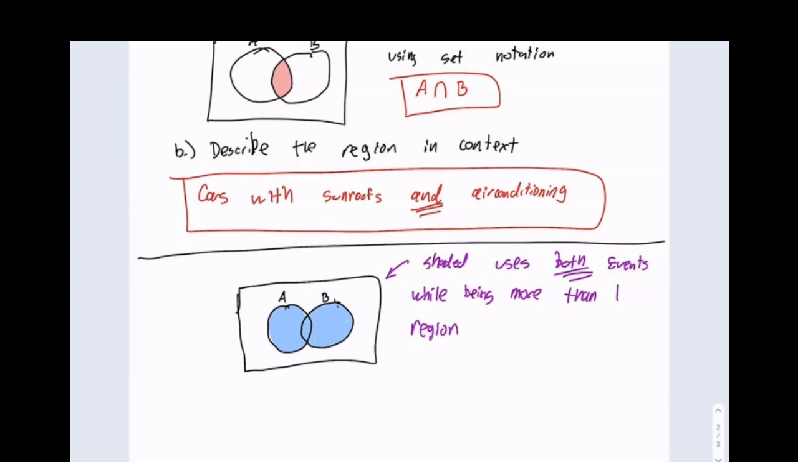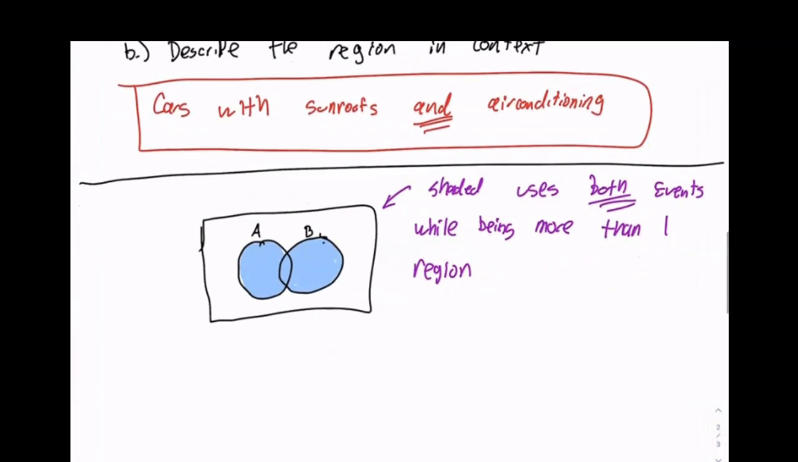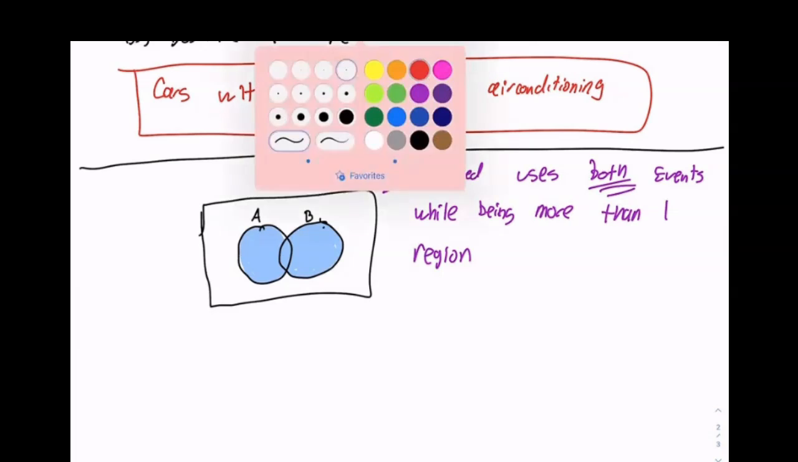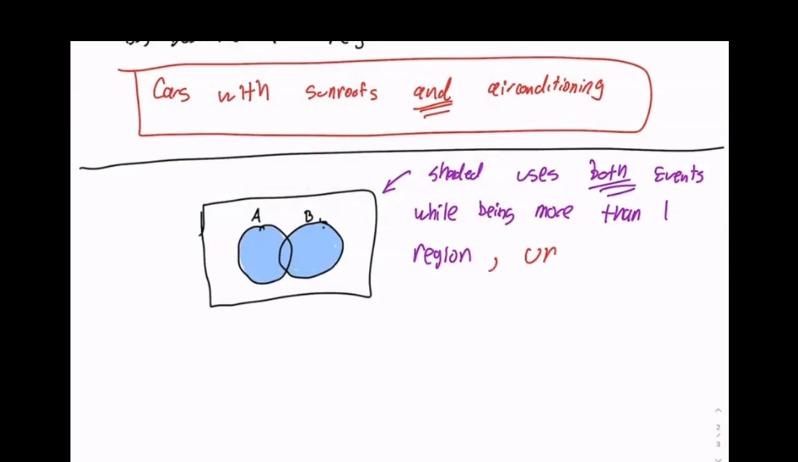All right. If this one uses both events, what is that? It uses both events, so the shading uses both circle A to define the region and circle B to define the region. So it uses both circles, but this is not an intersection, because an intersection will only have one region. So there's more than one region shaded. So it's a union.